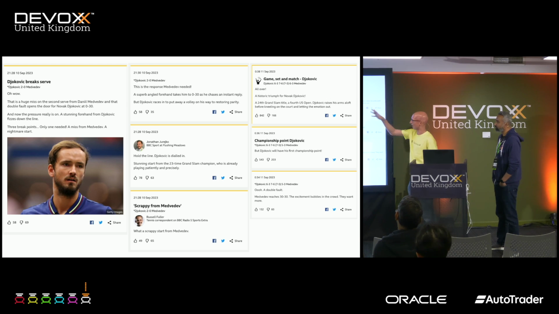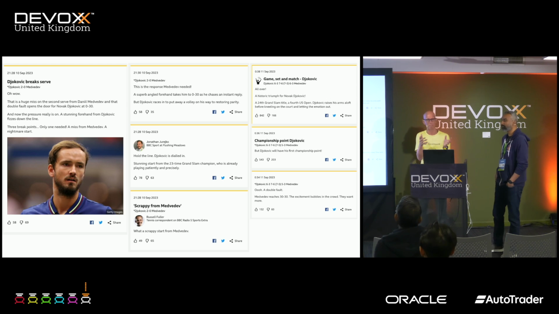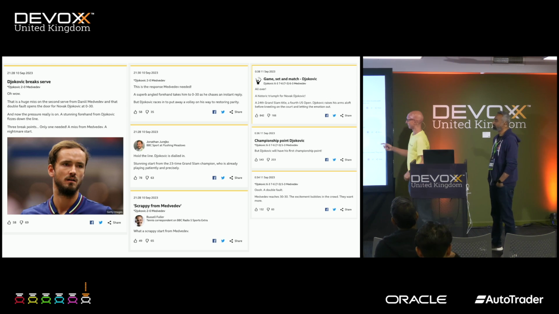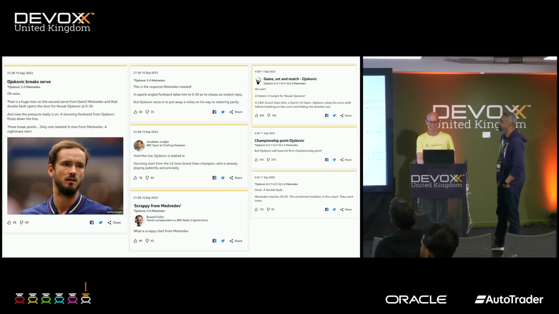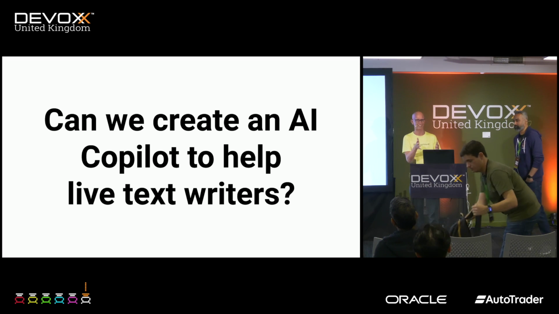Some of this stuff is very human, right? Like the stuff they come up with sometimes, there's no way you can get an AI to come up with it. And some of it, they're just repeating what happened. Oh, someone did a double fault. Okay, well, that's not very interesting for you to write. So what we were thinking is, could we create an AI copilot to help the live text writer or the live text commenter?